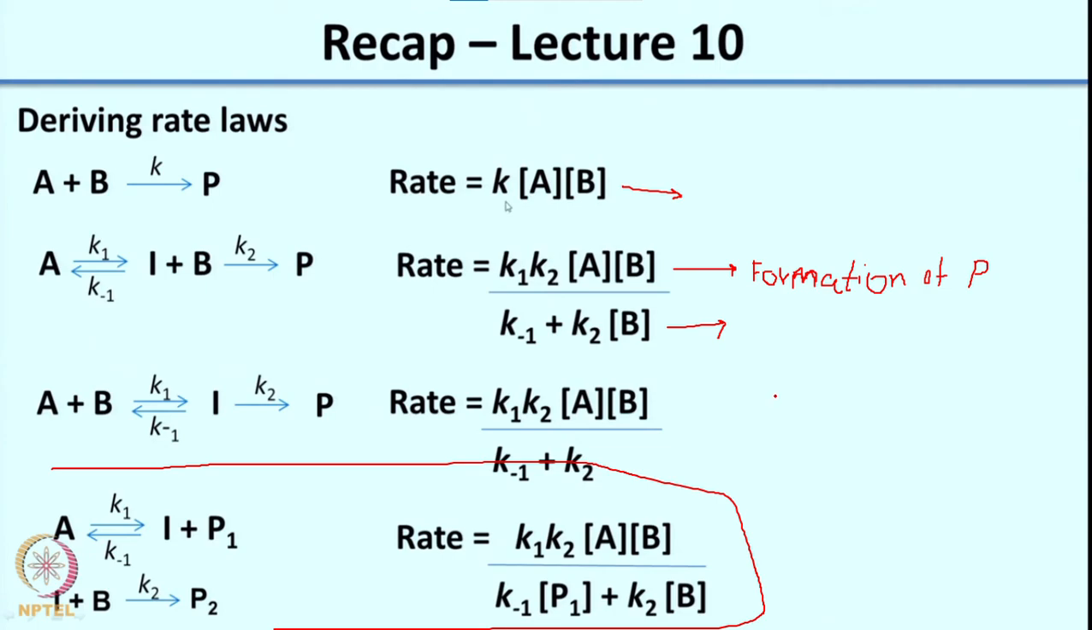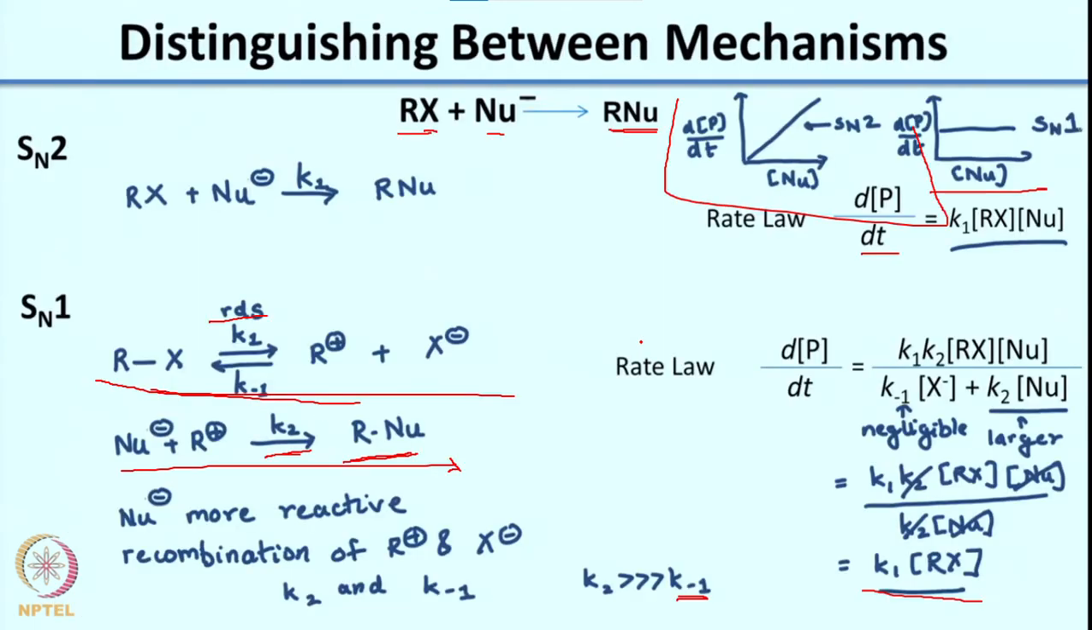Then here we have written all the reactions in one series, and we observe that the rate of reaction depends on the formation of product. The numerator always represents the formation of product, whereas the denominator shows the consumption of intermediate.